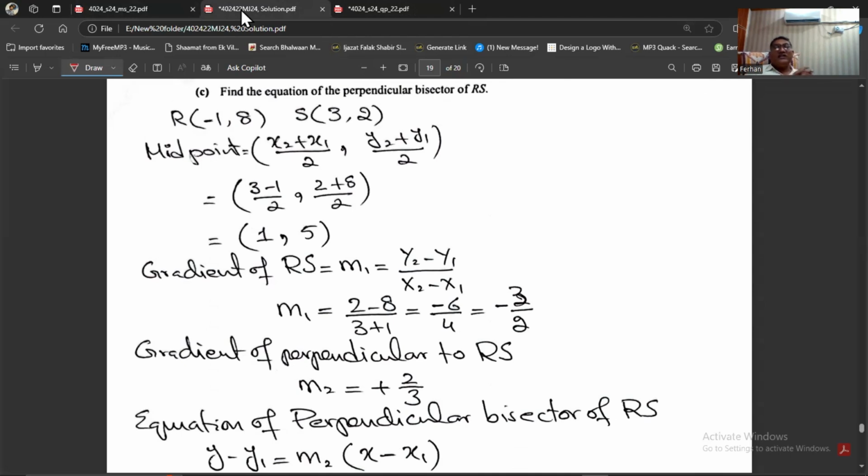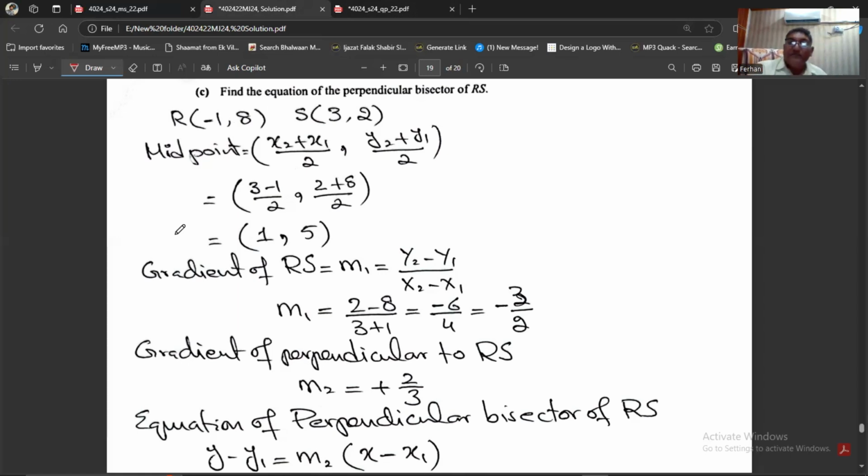So first of all, the coordinates of R are -1, 8, and the coordinates of S are 3, 2. If you want to find the midpoint, the formula is (x2 plus x1) divided by 2, comma (y2 plus y1) divided by 2. So here I will find the midpoint of RS. So it will be (3 minus 1) divided by 2 and (2 plus 8) divided by 2. So it will be 2 by 2, that is 1, and 2 plus 8 is 10, divided by 2, that is 5. So the coordinates of the midpoint of the line RS is (1, 5).